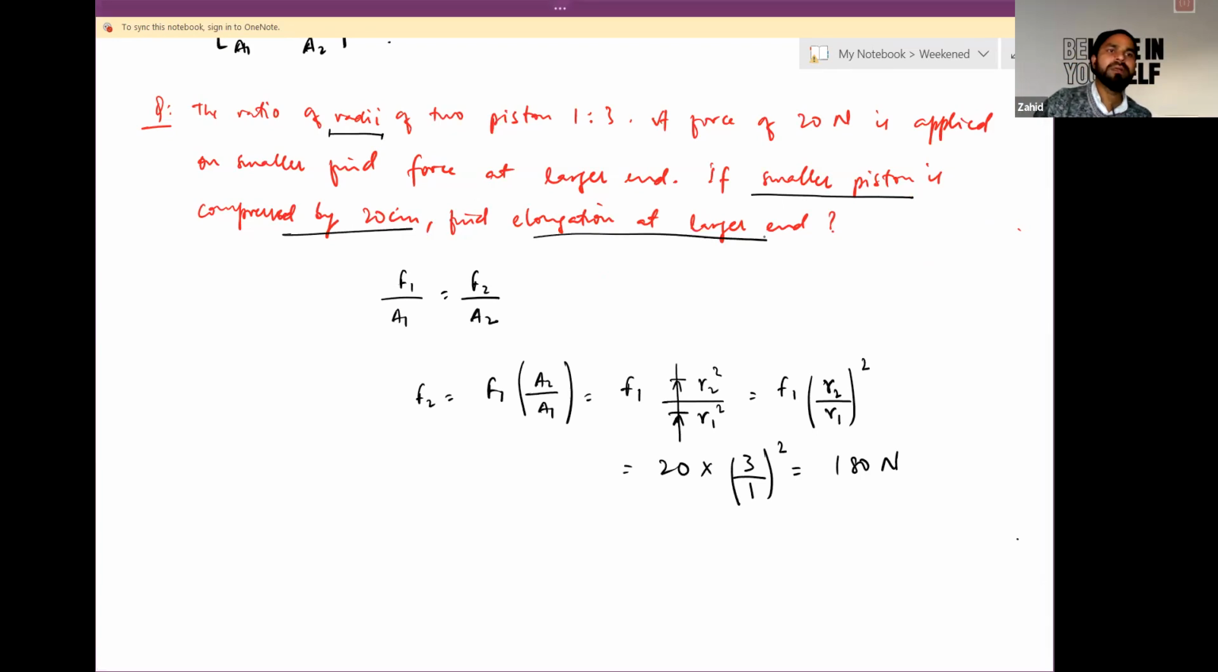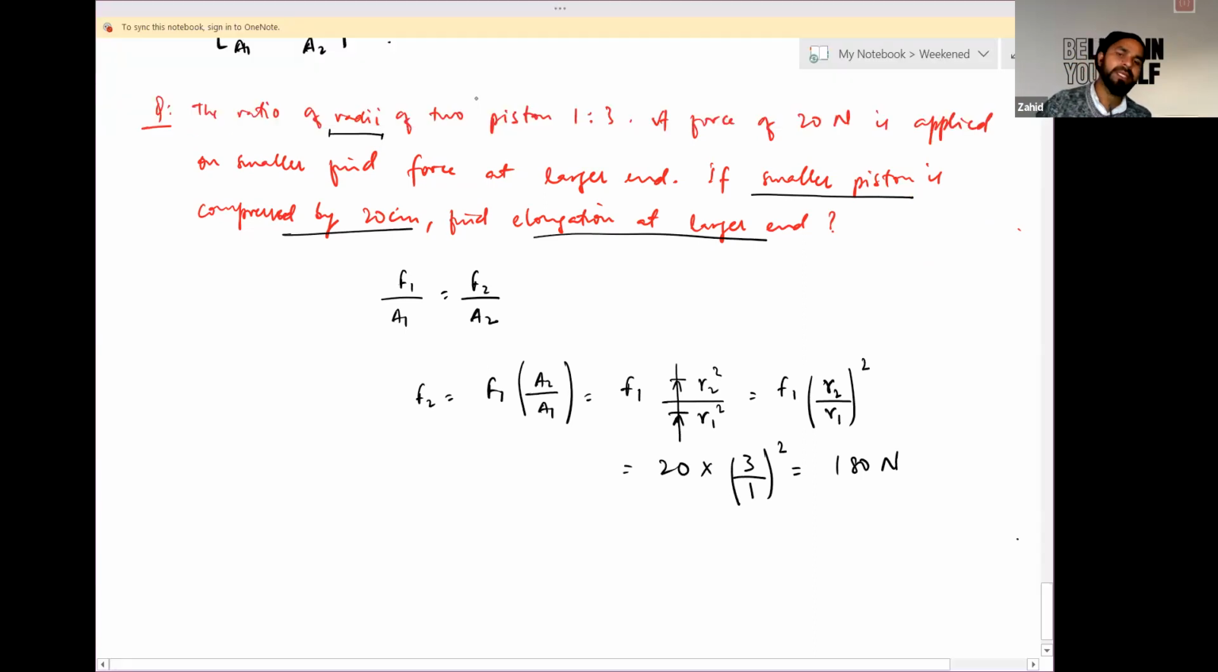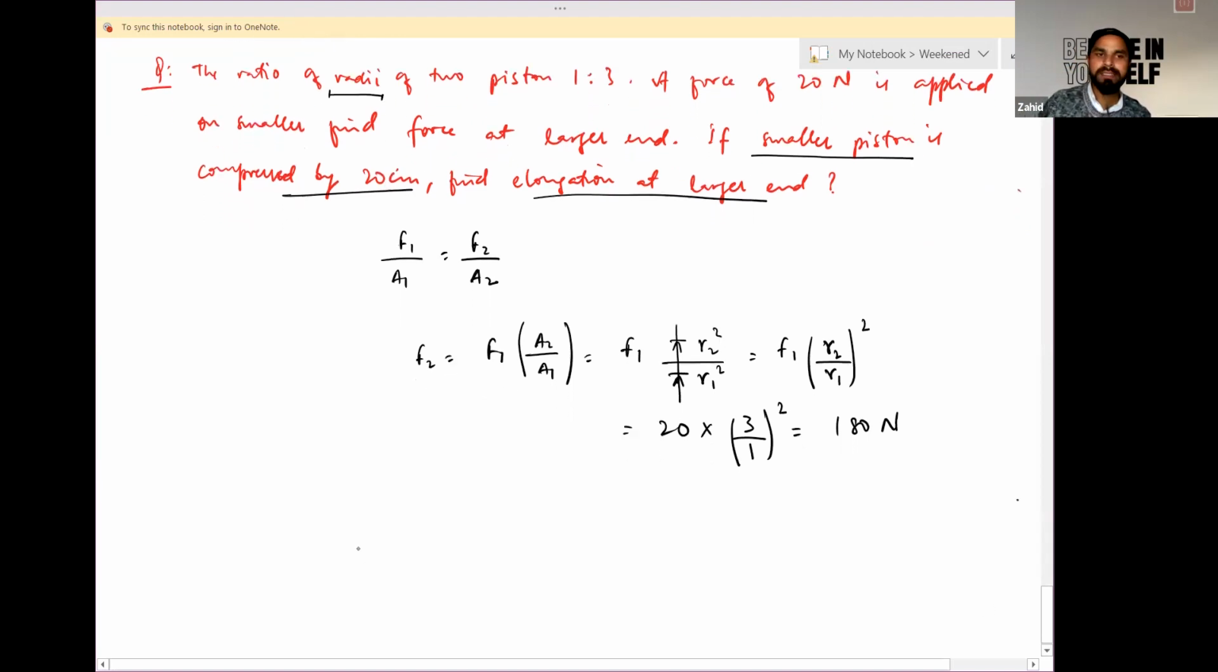I've just assumed that this liquid is incompressible. It means volume compressed at first end must be equal to volume elongated at the second end. So amount of volume at first end must be equal to amount of volume at second end. Volume is equal to area into length. Just put all the values and try to find the value of L2. Try to solve.